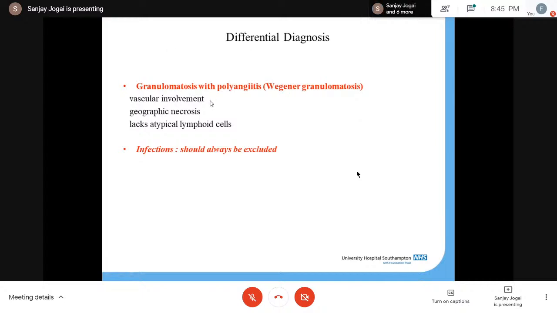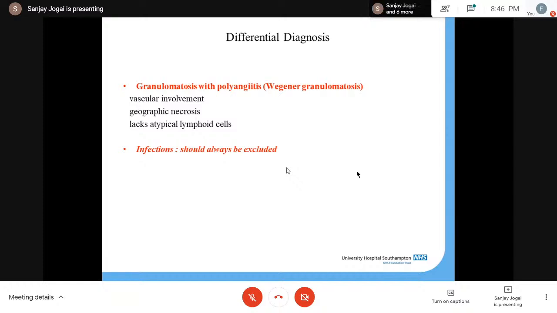So the differential, going back full circle, is when you see vasculitic involvement, when you see geographic areas of necrosis, you would think of vasculitis as well, but the single most important thing is GPA would not have any atypical lymphoid cells. And I always tell my trainees, whenever you see anything like that, common things being common, always do bug stains. ZN, PAS, Grocott, Fite, because what you don't want to miss is a treatable infectious condition. And then you take the support of doing ANCA and everything. So basically these three things.